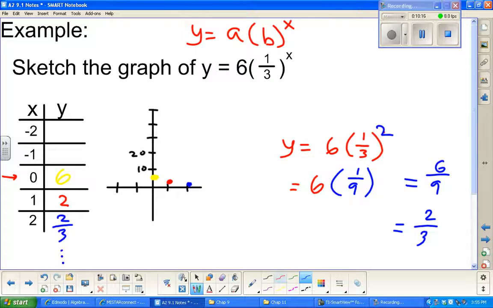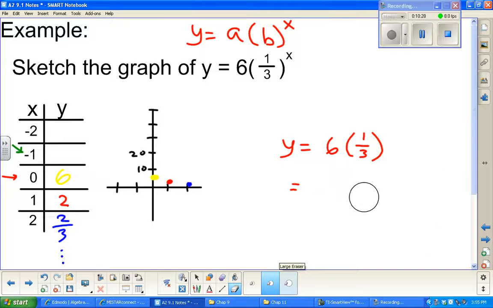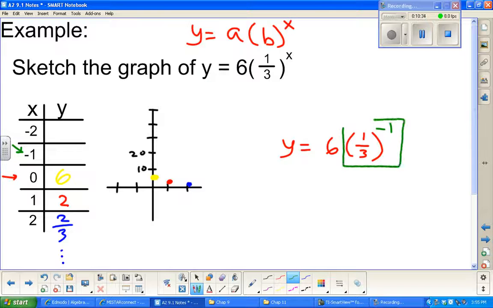Let's see what happens as we go to the left. What if we did -1 in there? Let's fill in our table for -1. 6 times 1/3 to the -1 power. Again, doing your exponents first. When the exponent's negative, remember it means you take the reciprocal and make the exponent positive. Negative exponent always means reciprocal. So 6 times 3 over 1 to the first, that's 6 times 3, that's 18. So when we're at -1, the y value is up at 18.